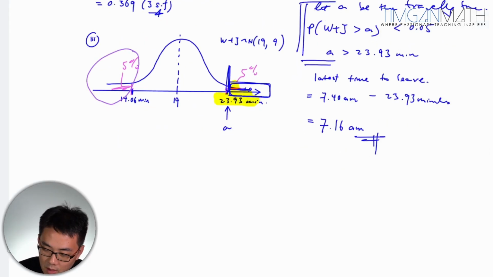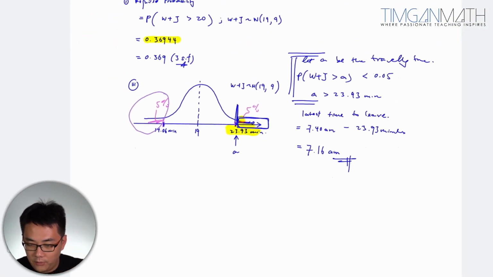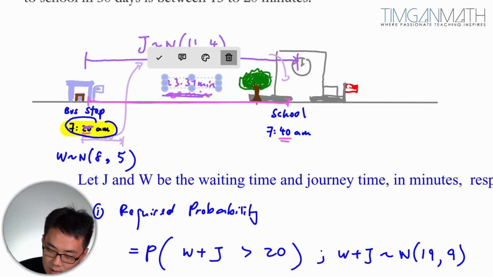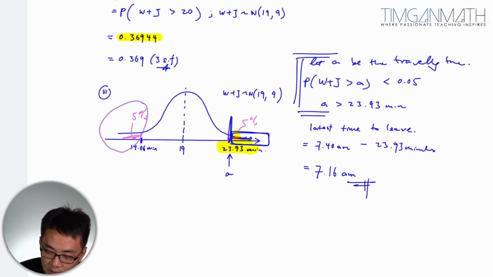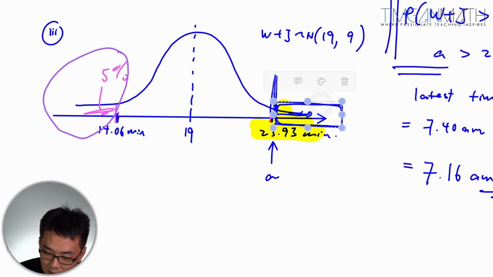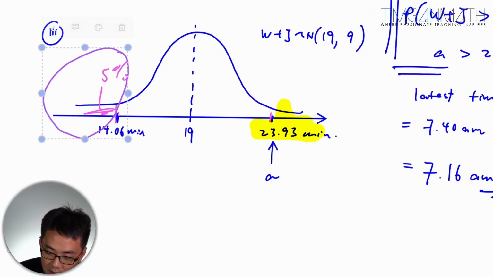Now if I talk about this, this is 20 minutes. I just have 20 minutes of traveling time. That's the problem here. So meaning I need to change this timing here, which is 7:20 a.m. But I know that W plus J is the time that he travels, right? So this is the time where he travels.